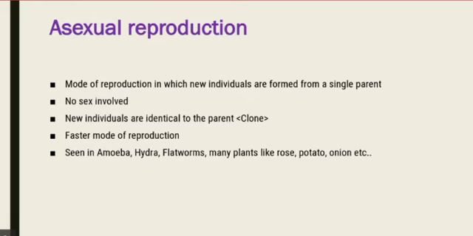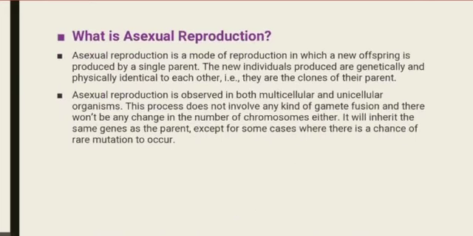Seen in amoeba, hydra, flatworms, many plants like rose, potato, onion, etc. So asexual reproduction we can see in amoeba, hydra, flatworms, and many other different kinds of plants. And moving to a little more detail of this asexual reproduction.